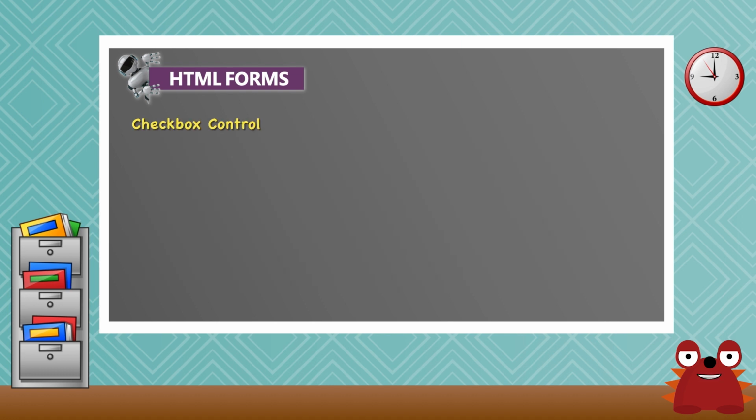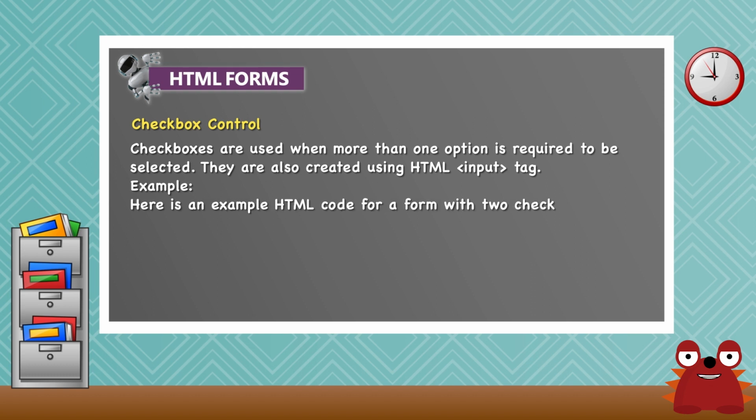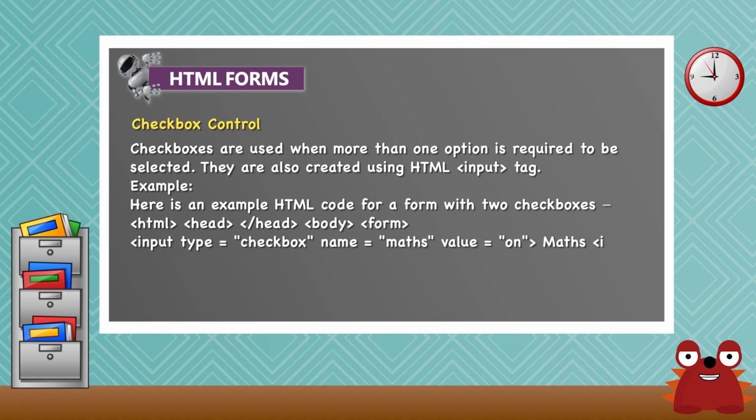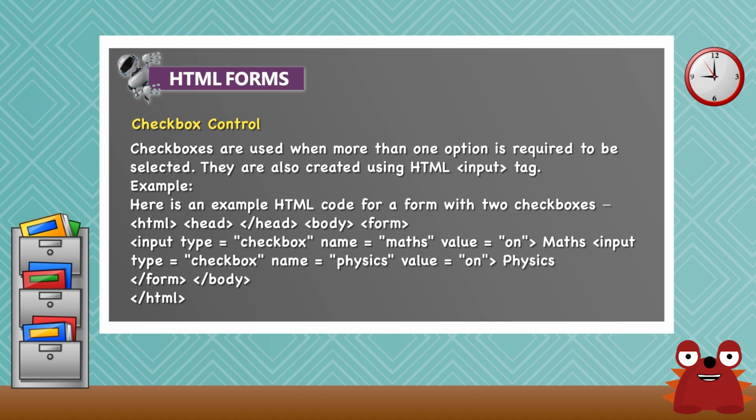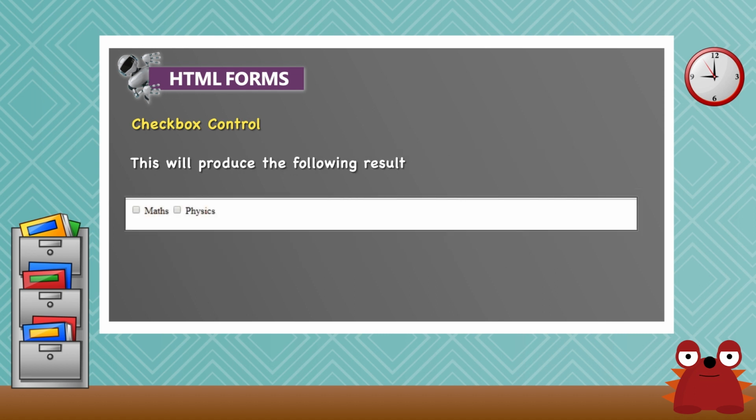Next, checkbox control. Checkboxes are used when more than one option is required to be selected. They are also created using the HTML input tag. Here is an example HTML code for a form with 2 checkboxes. This will produce the following result.